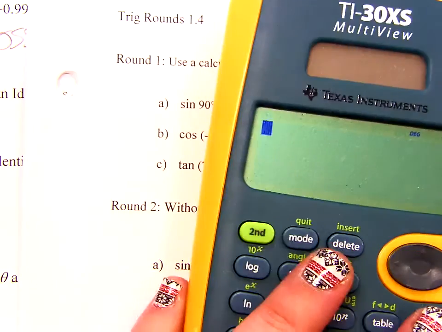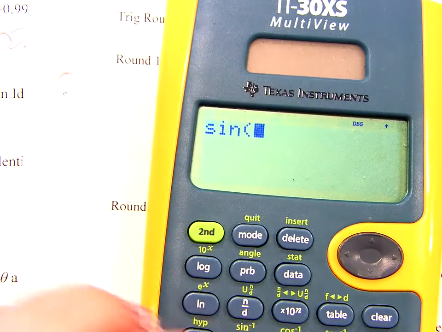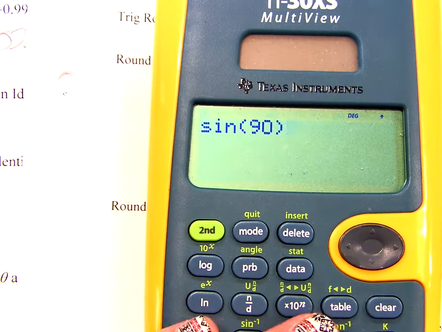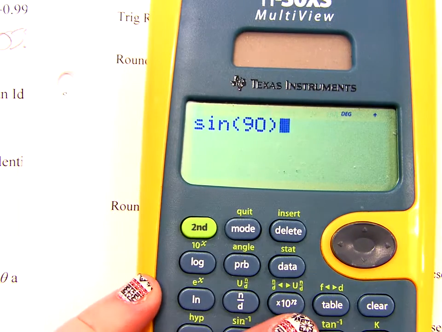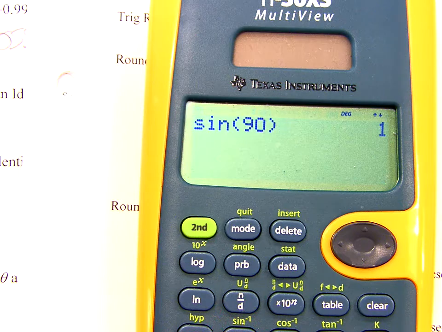So some of these are going to be easy enough. If I just hit sine 90, it's a good habit to get into to close our parentheses. You don't really have to, though. And you hit enter, it's just going to tell me a 1. How do you get sine? Oh, sine button. Yep.